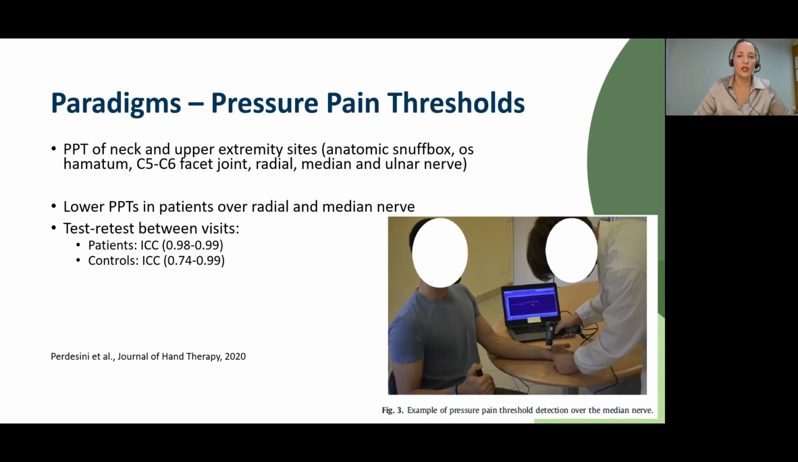And they found in patients that they had lower pressure pain thresholds over the radial and median nerve. And this is, of course, an indication for central sensitization. By the way, they had visits 1 week apart, and so they had a test and retest between visits, and they found excellent repeatability for patients and between good and excellent repeatability for the controls. So this is in line with the previous study that I showed you before.